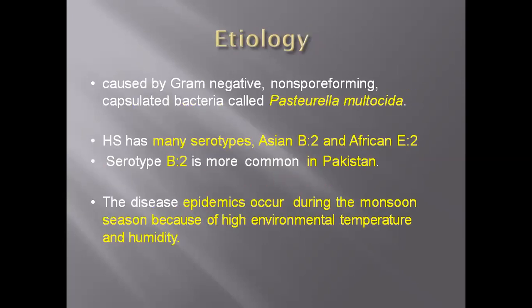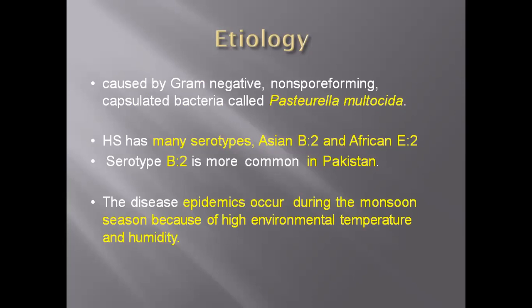Etiology. This disease is caused by a gram-negative, non-spore forming, capsulated bacteria called Pasteurella multocida. This bacteria has different serotypes. Among them, two important ones are Asian B2 and African E2. In Pakistan, serotype B2 is the more common serotype found. So you have to remember this point, that serotype B2 exists in Pakistan and it causes hemorrhagic septicemia outbreaks.